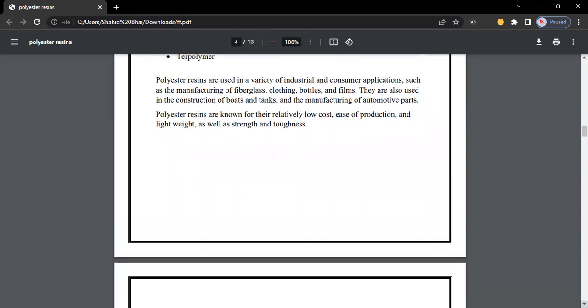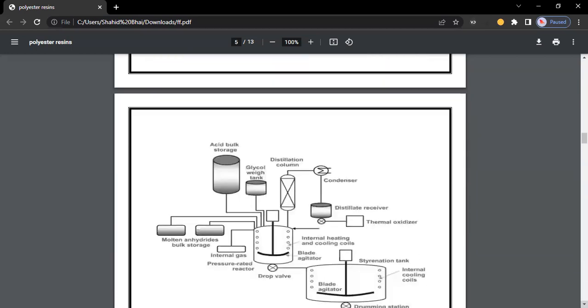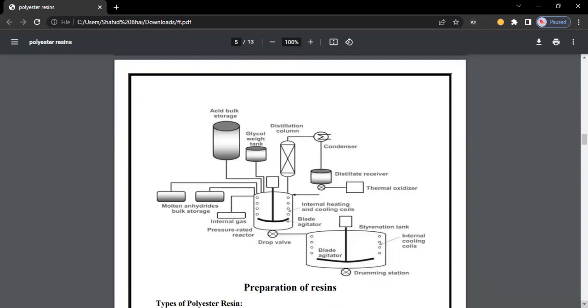Polyester resin is known for its relatively low cost of production, its light weight, as well as its strength and toughness. Now we discuss in the diagram how we recycle the polymers.